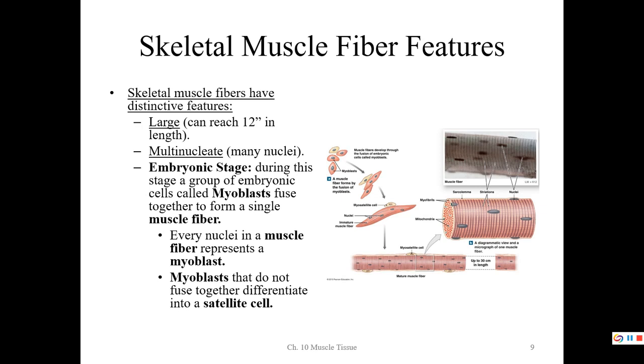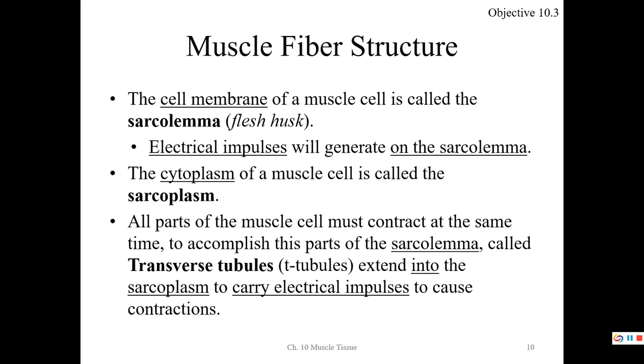Now, there are some myoblasts that don't fuse together and don't differentiate. We call them myosatellite cells or satellite cells, okay? But the reason that a muscle fiber is multinucleated is all those myoblasts each gave us one of those nuclei. 1 myoblast, 1 nucleus. All the myoblasts that came together made the muscle fiber, okay? So it's a weird cell.